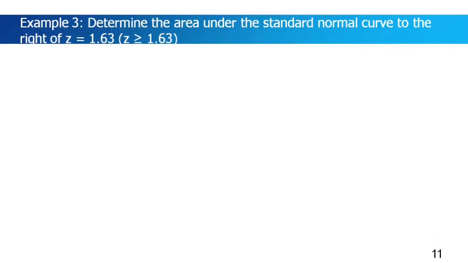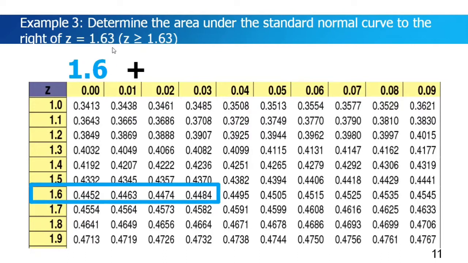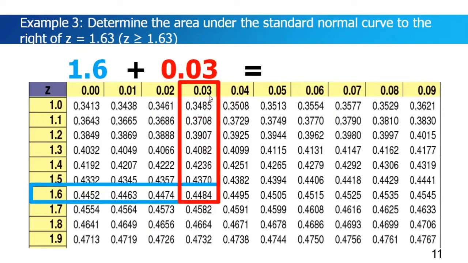Example number 3. Determine the area under the standard normal curve to the right of z is equal to 1.63. Using our interval symbol, z is greater than or equal to 1.63. Now, let's find out the area using the table. First, we're going to locate 1.6 here. So this is 1.6. Then the remaining digits would be 0.03. So 0.03 is here. And the intersection would be 0.4484, and that would be the area under z equals 1.63.